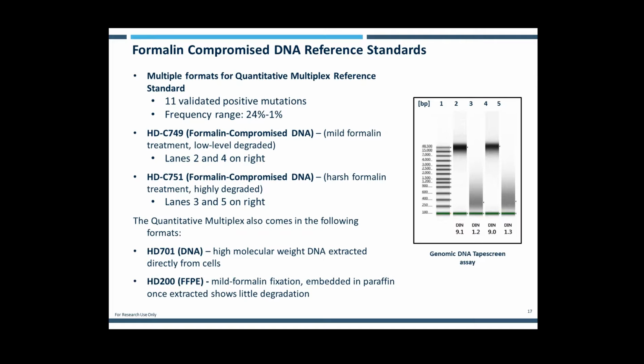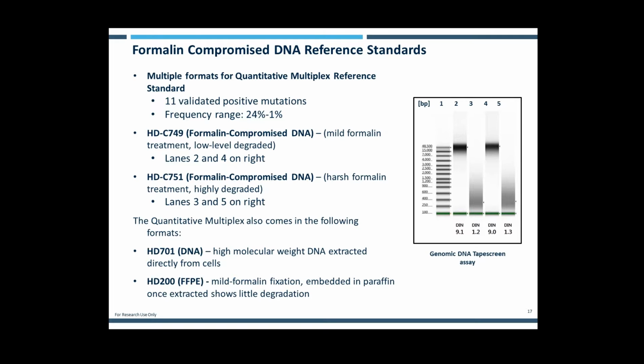And so specifically on this slide, I focused on HDC 749, which is a mild formalin treatment. So that has been treated with formalin, but it still is a high molecular weight and high DNA integrity number. And then HDC 751, which has been subjected to a harsh formalin treatment. And so you'll see that the DIN numbers for those are much lower. And so this quantitative multiplex range, which includes this formalin compromised DNA format, can be used as a set together to help you investigate the effect of formalin on your workflow, starting from the very beginning, from the quantification all the way through the library preparation stage.